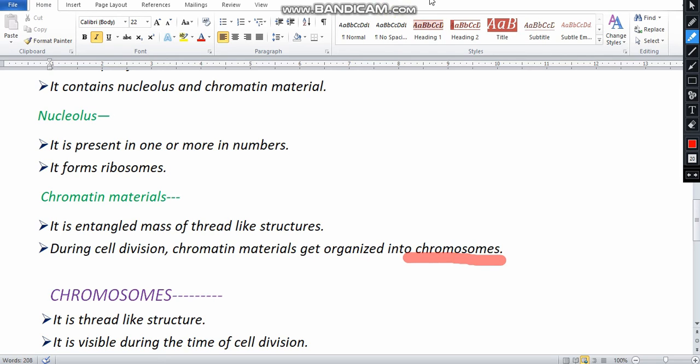So slowly that division will form all the cells, and by dividing and combining, they will form tissue. Again all the tissues will form an organ. Again all the organs will form an organ system. Again all these organ systems will form a complete individual or organism. So during cell division only the chromatin material is used, and chromatin material gets organized into chromosomes. It means that a chromatin material which is entangled will get a shape.